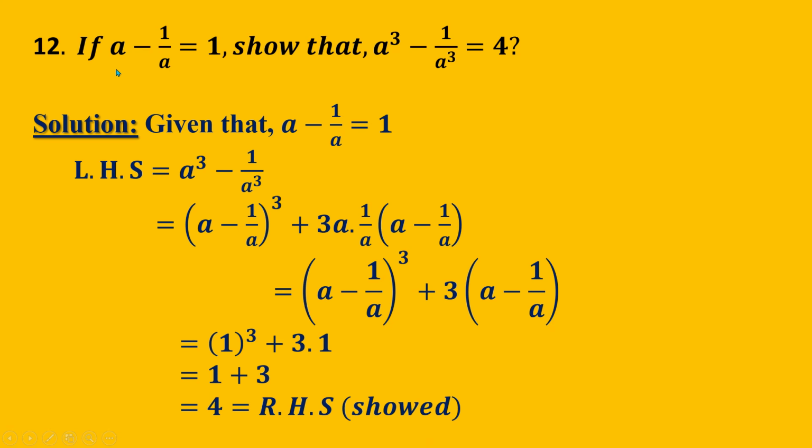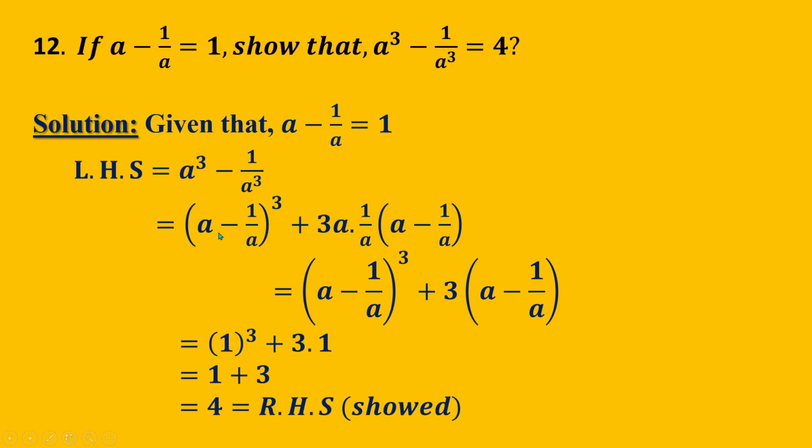Number 12. If a minus 1 by a equal to 1, show that a cube minus 1 by a cube equal to 4. We have to find this, or show that a cube minus 1 by a cube equal to 4. Solution, this is the given condition. Left hand side a cube minus 1 by a cube, this equal to, we can write a minus 1 by a whole cube plus 3ab into a minus b. b is equal to 1 by a, like as before.